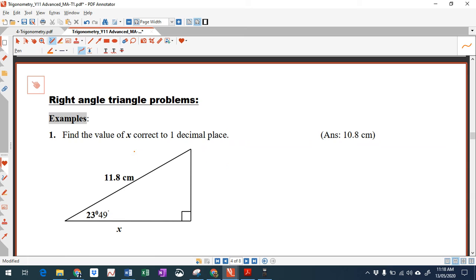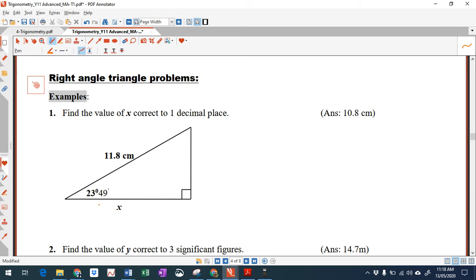Let's do some right angle triangle problems. So for here, we're going to find the missing side. So let's have a look. Now, here's our angle that we're working with. So this is the opposite, adjacent, hypotenuse. Now you can see that we're given the hypotenuse and we've got to find the adjacent side. The two sides we're working with are adjacent and hypotenuse.